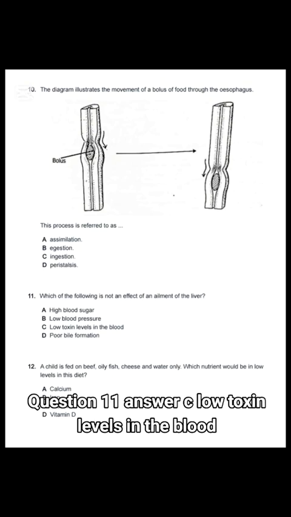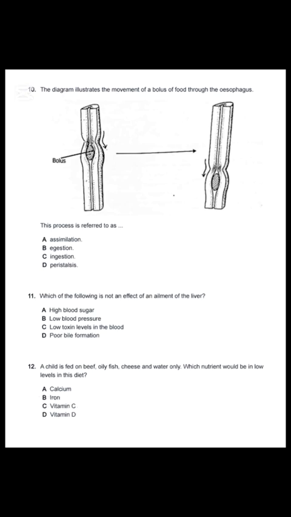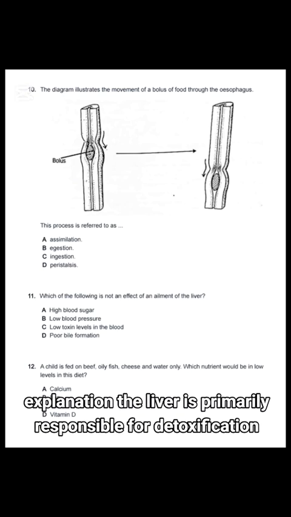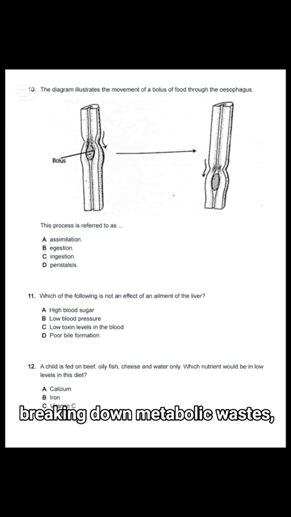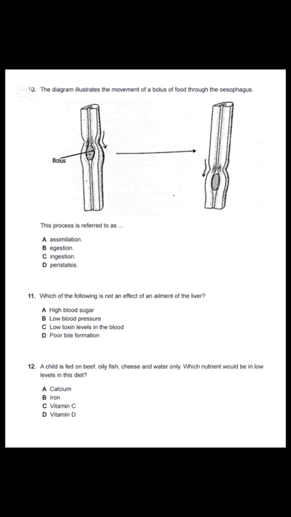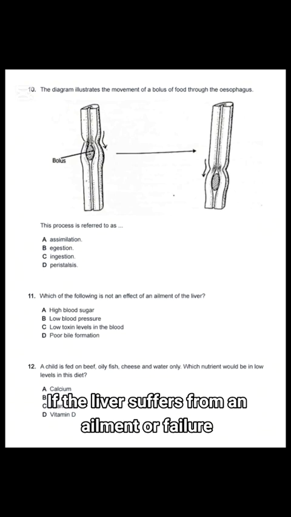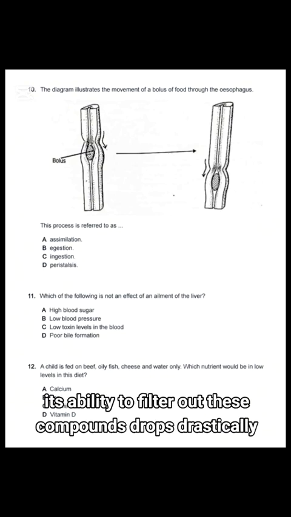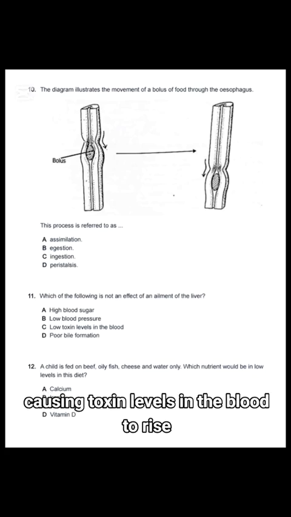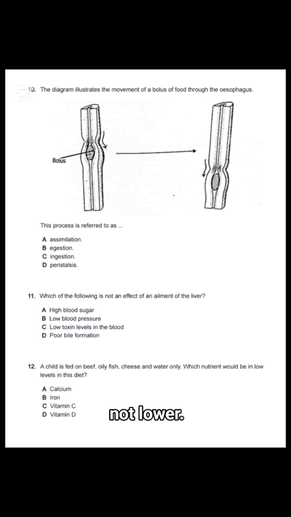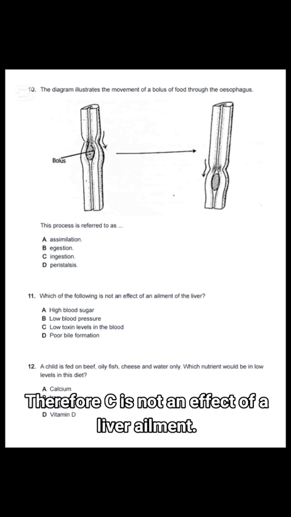Question 11. Answer: C. Low toxin levels in the blood. Explanation: the liver is primarily responsible for detoxification, breaking down metabolic wastes, alcohol, and drugs. If the liver suffers from an ailment or failure, its ability to filter out these compounds drops drastically, causing toxin levels in the blood to rise, not lower. Therefore, C is not an effect of a liver ailment.